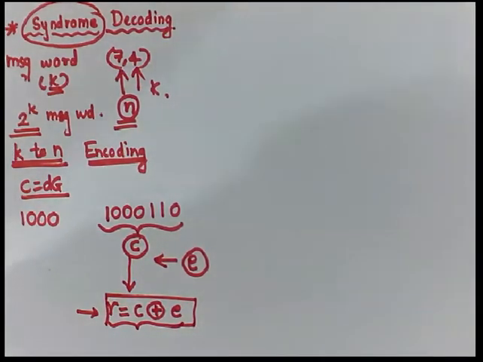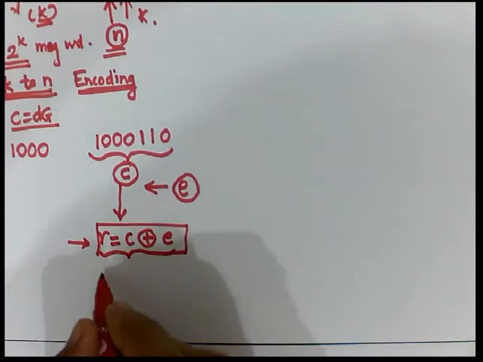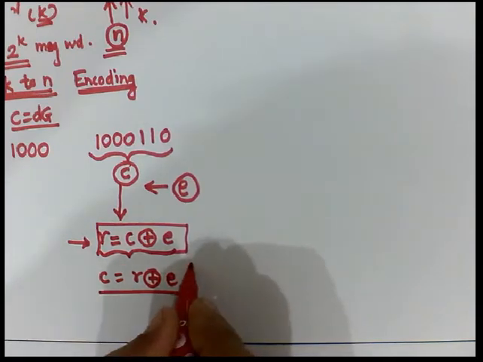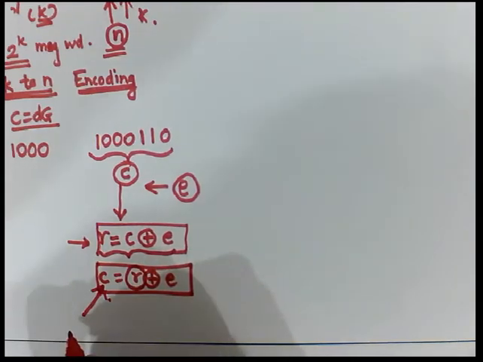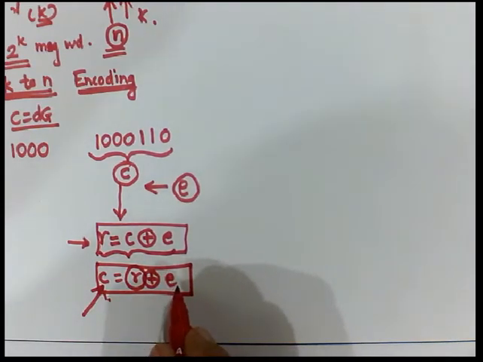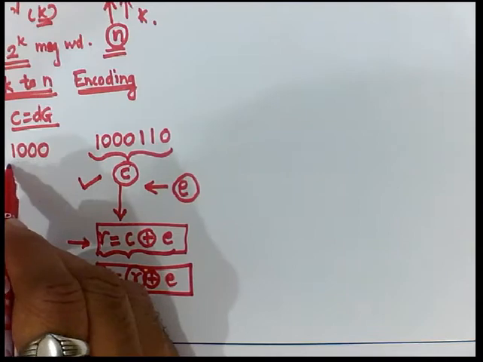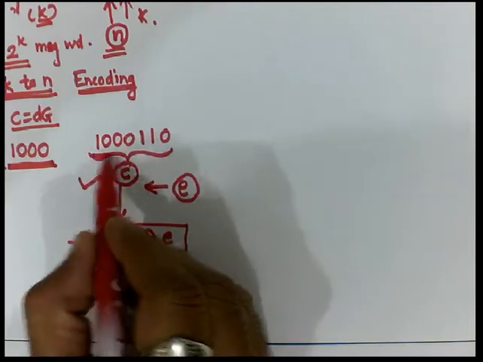Now this is only the perception from the receiver side. If someone goes for the other perception, this can be interchangeably written as C is equal to R XOR E. Means the corrected code word is R, the received code word, XOR the related error. So if you XOR it, you will find the corrected code word, means the code word which has been transmitted.